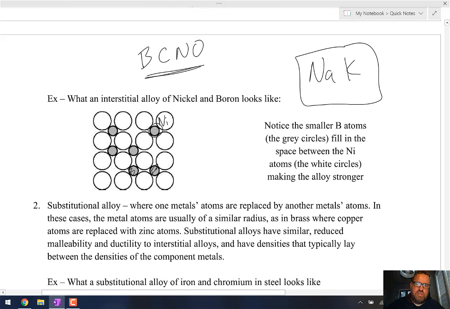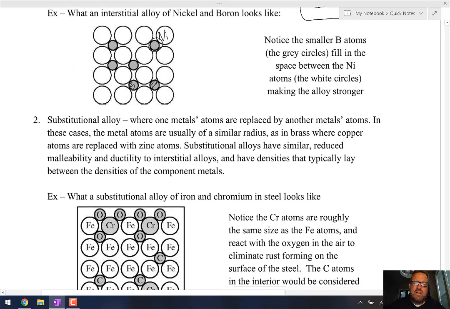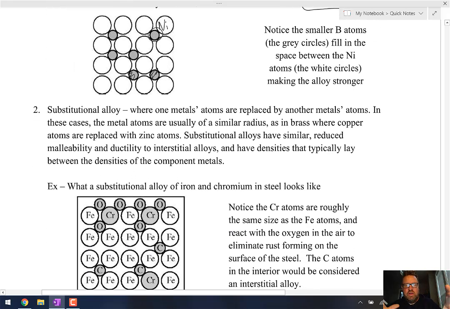So in terms of sodium and potassium, that's more likely what you would see in that case, in terms of what type of alloy that would be. So one metal's atoms are replaced by another metal's atoms. That's, again, roughly, they're of a similar radius. Okay, for example, brass is a mixture of copper and zinc, sometimes a little different, but in general, basically some of those copper atoms are replaced with zinc atoms, and the two of those together produce a different color.